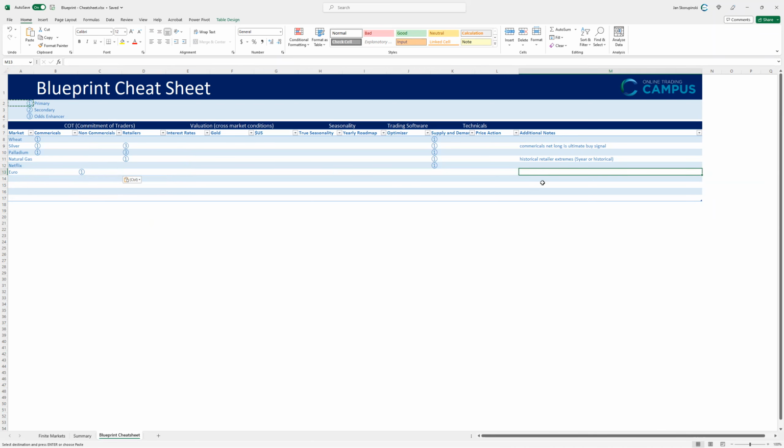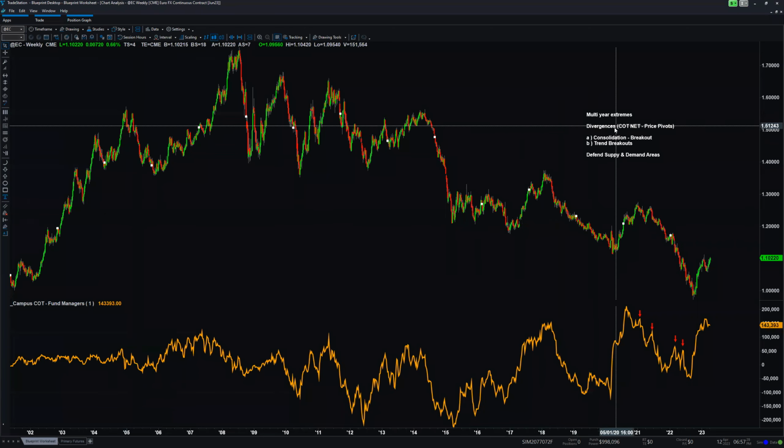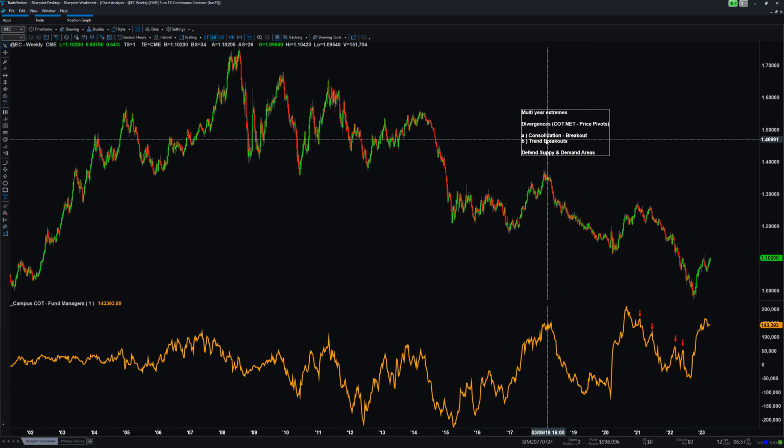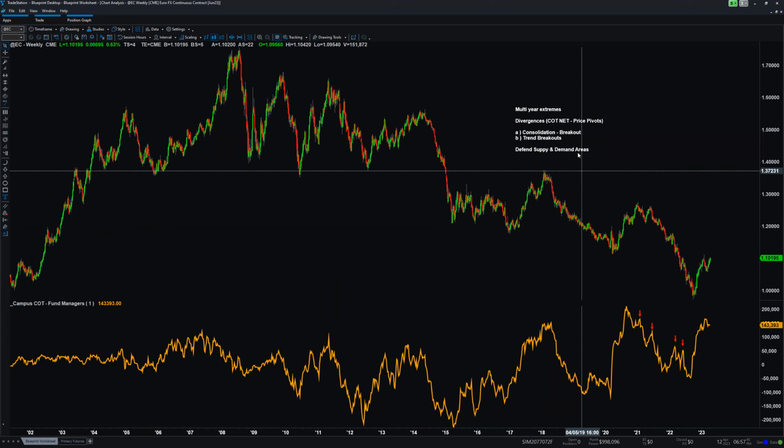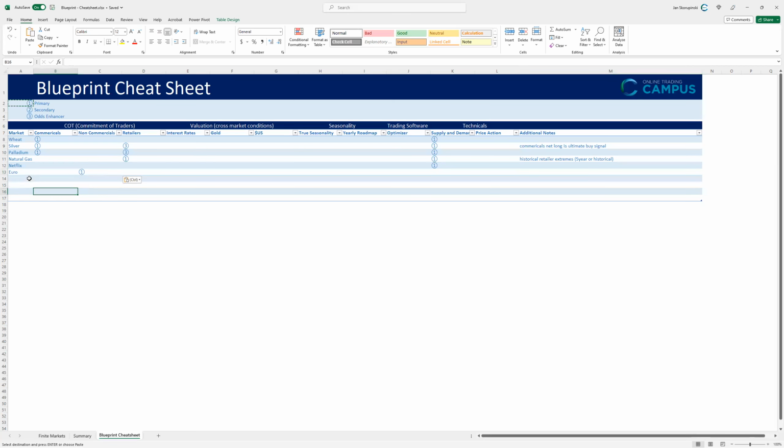And here we're going to have additional notes. You could put in whatever, maybe noting down what I had written here: multi-year extremes, divergences, consolidation breakout, trend breakouts, right? These will be your non-commercial rules. You anyways want to note them down separately or take a screenshot while this is up there. And why does it work on Forex? Well, Forex is an infinite market. It's man-made, it could also be a man-made commodity. The non-commercials, as trend followers, are a much better match for this specific market. So that's what we could put here. And of course, supply and demand here as well.